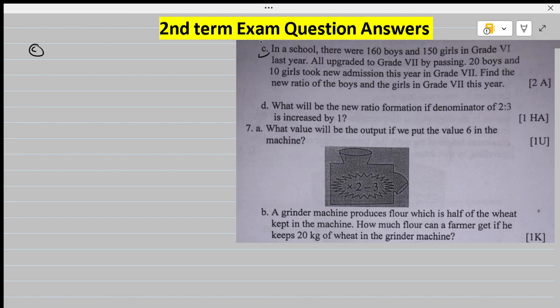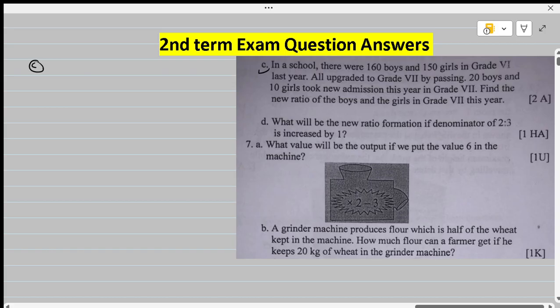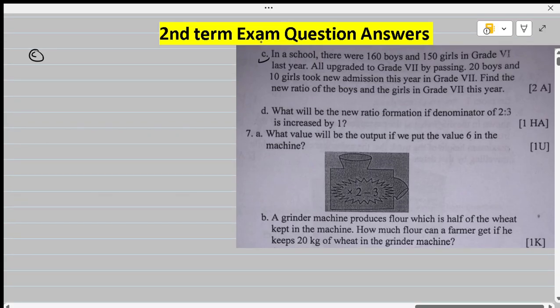In the school there were 160 boys and 150 girls in grade 6 last year, and all were upgraded to grade 7 by passing. And at that time, what happened? 20 boys and 10 girls took new admission this year in grade 7. So find the new ratio of the boys and girls in grade 7 this year.